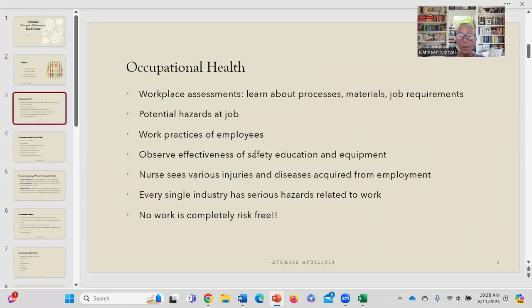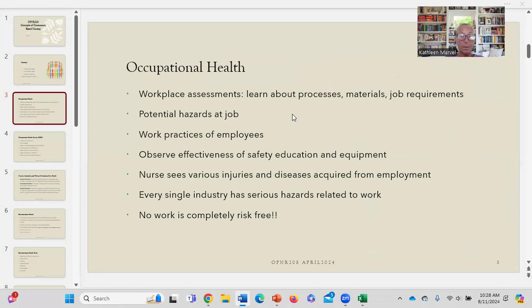So what is occupational health? Occupational health focuses on workplace settings. So if you are a nurse working in an occupational health role, you are working in a work environment. What do occupational health nurses do in the workplace? Well, they do workplace assessments.